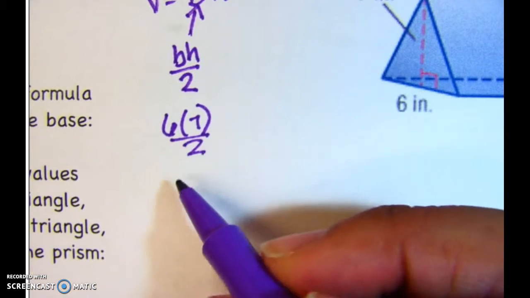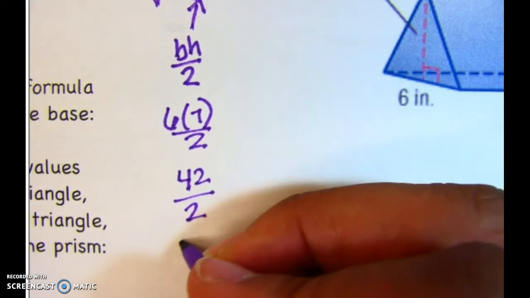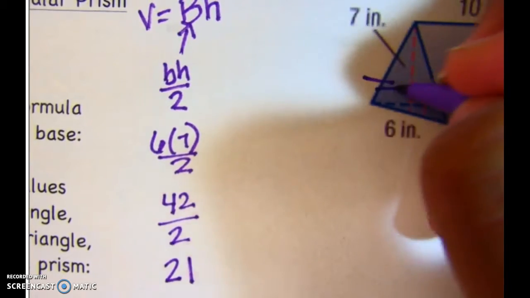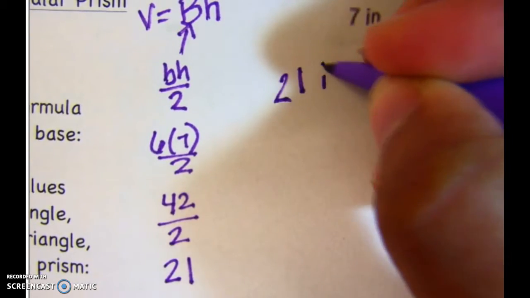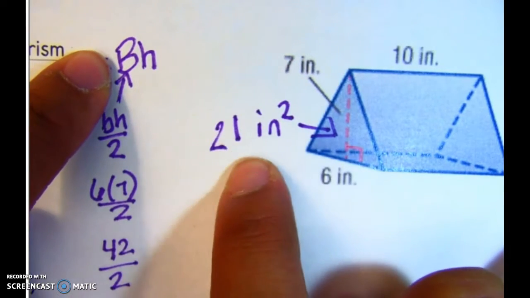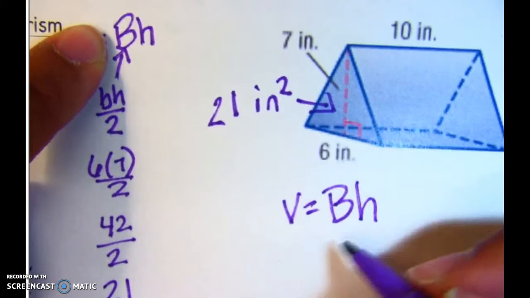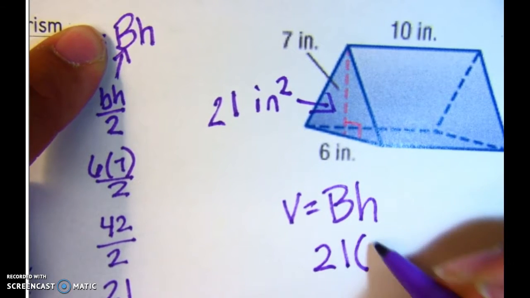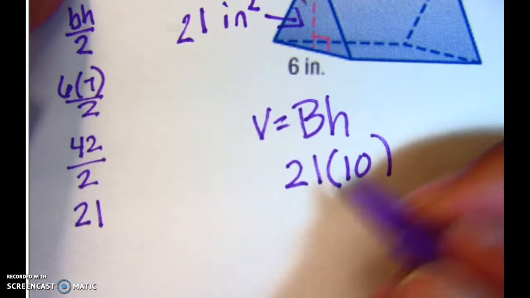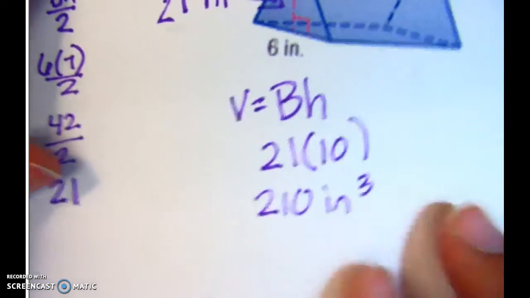So 6 times 7 is 42. 42 divided by 2 is 21. So now that I have that the area of this triangle is 21 inches squared, I need to multiply that area times the height. So the area of the base times the height, the area of the base is 21, the height is 10. And I know anything times 10, I'm adding a 0, so the total volume is 210 inches cubed.